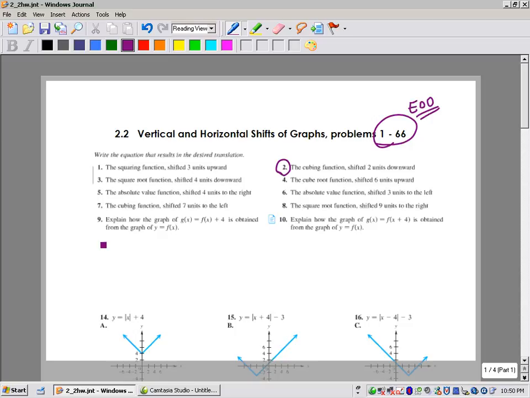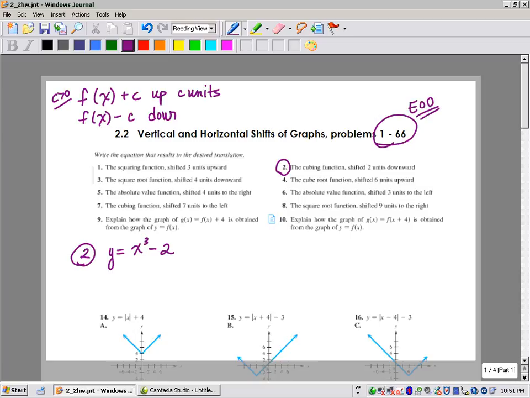Looking at number 2. Number 2 says to write an equation that represents the cubing function shifted 2 units downward. And so remember that if we have to shift downward 2 units, that is what we call an outside change, or it affects the y values. So that would be x cubed minus 2. Remember that f of x plus c, where c is positive, is going to be up c units. f of x minus c is down c units.